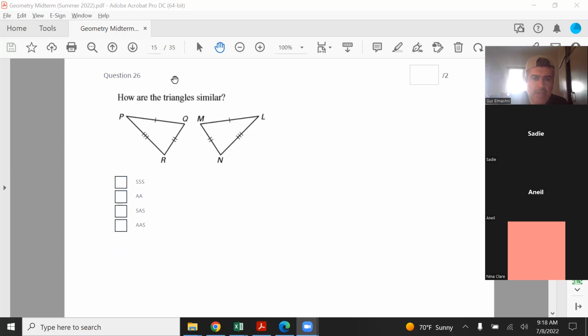These are by side, side, side. That's all. So again, very easy, very straightforward.